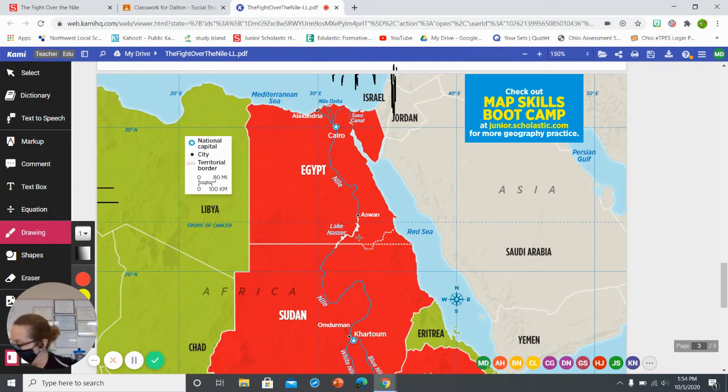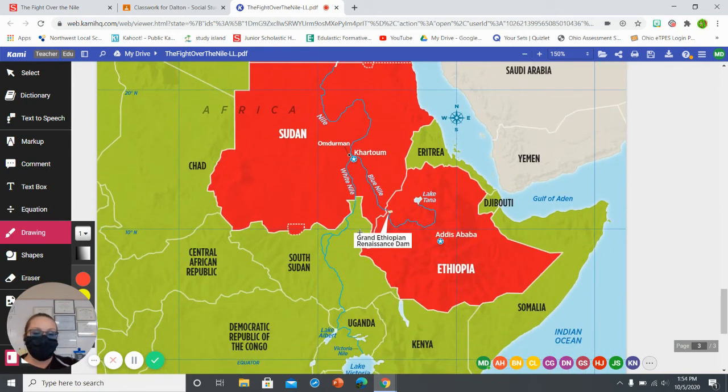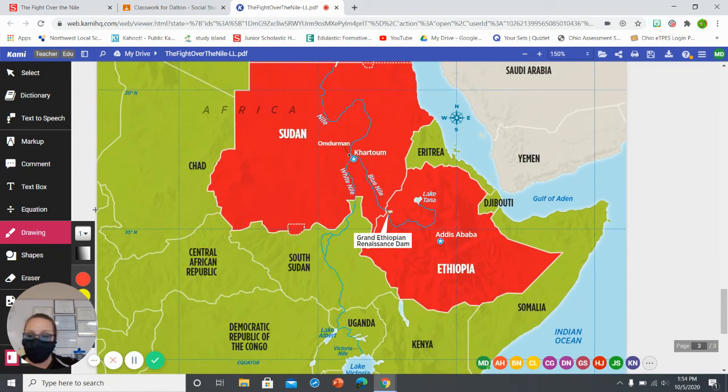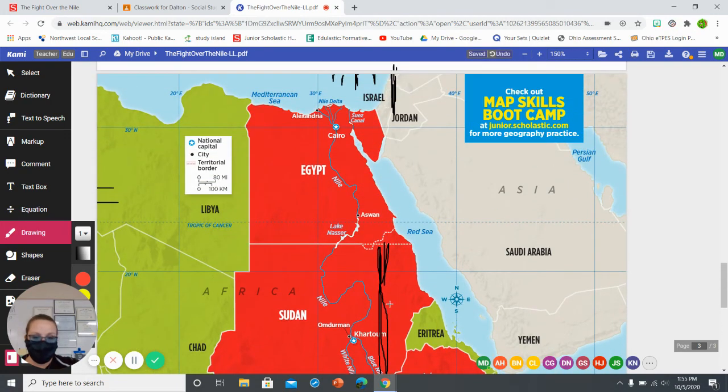Let's look at number 10. What is the approximate latitude and longitude of the Grand Ethiopian Renaissance Dam? Okay, so now we're going to go down here to this dam. We're going to go across right about here. Okay, so then we know it goes north about, that's a little closer to that. I keep scrolling over. It goes up like this.